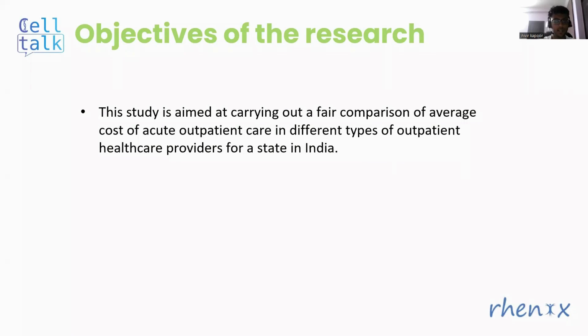Objectives. This study is aimed to carry out a fair comparison between the average cost of acute outpatient care in different types of outpatient healthcare providers for a state in India. It aims to take into account all the direct cost borne by patient and government. This study also seeks to provide a comparison with informal private providers, who constitute a significant part of the outpatient utilization in India, but have not received much attention in the recent studies of healthcare cost in India.